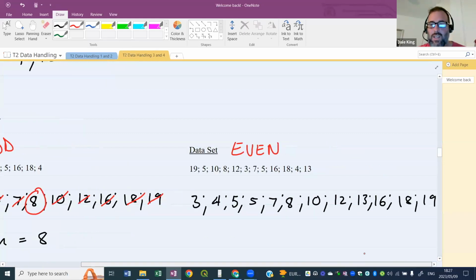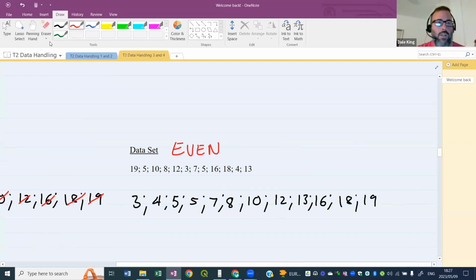But when you have an even data set, it looks a little bit different. I'm going to use Emmanuel's method. I'm going to cross out like I did before. So one on the left, one on the right, one on the left, one on the right, one on the left, one on the right, left, right, left, right. Now I find there's two numbers in the middle.